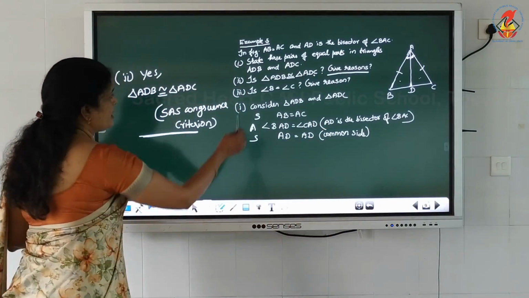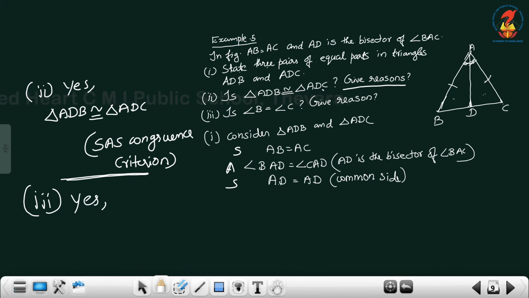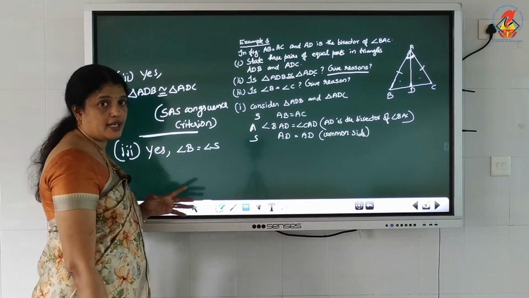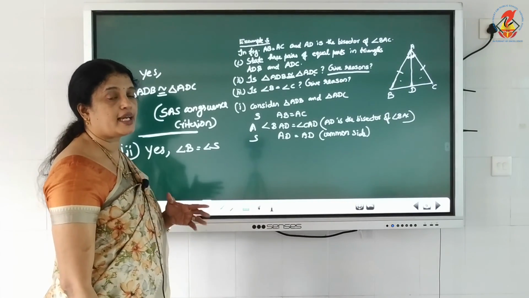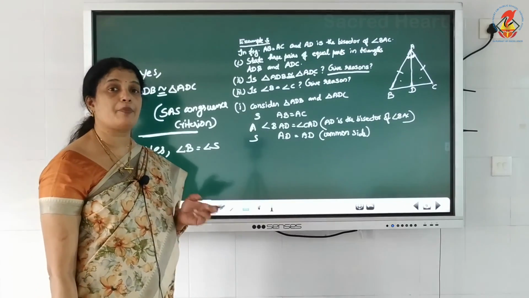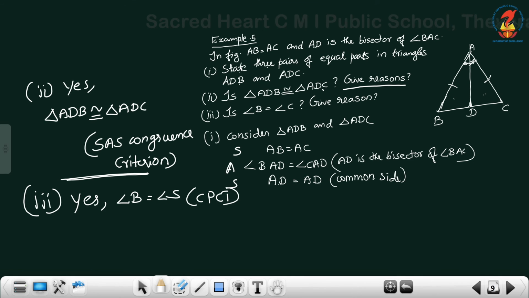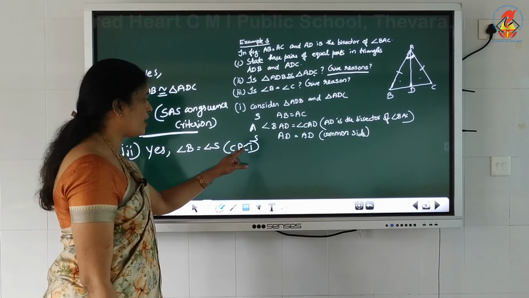Third question, is angle B equal to angle C? What is the reason? These two triangles are congruent, so definitely you can write angle B and angle C are equal. Then you can write the reason. What is the reason? Corresponding parts of congruent triangles. The short form of this sentence is CPCT. Then you can write CPCT: corresponding parts of congruent triangles.